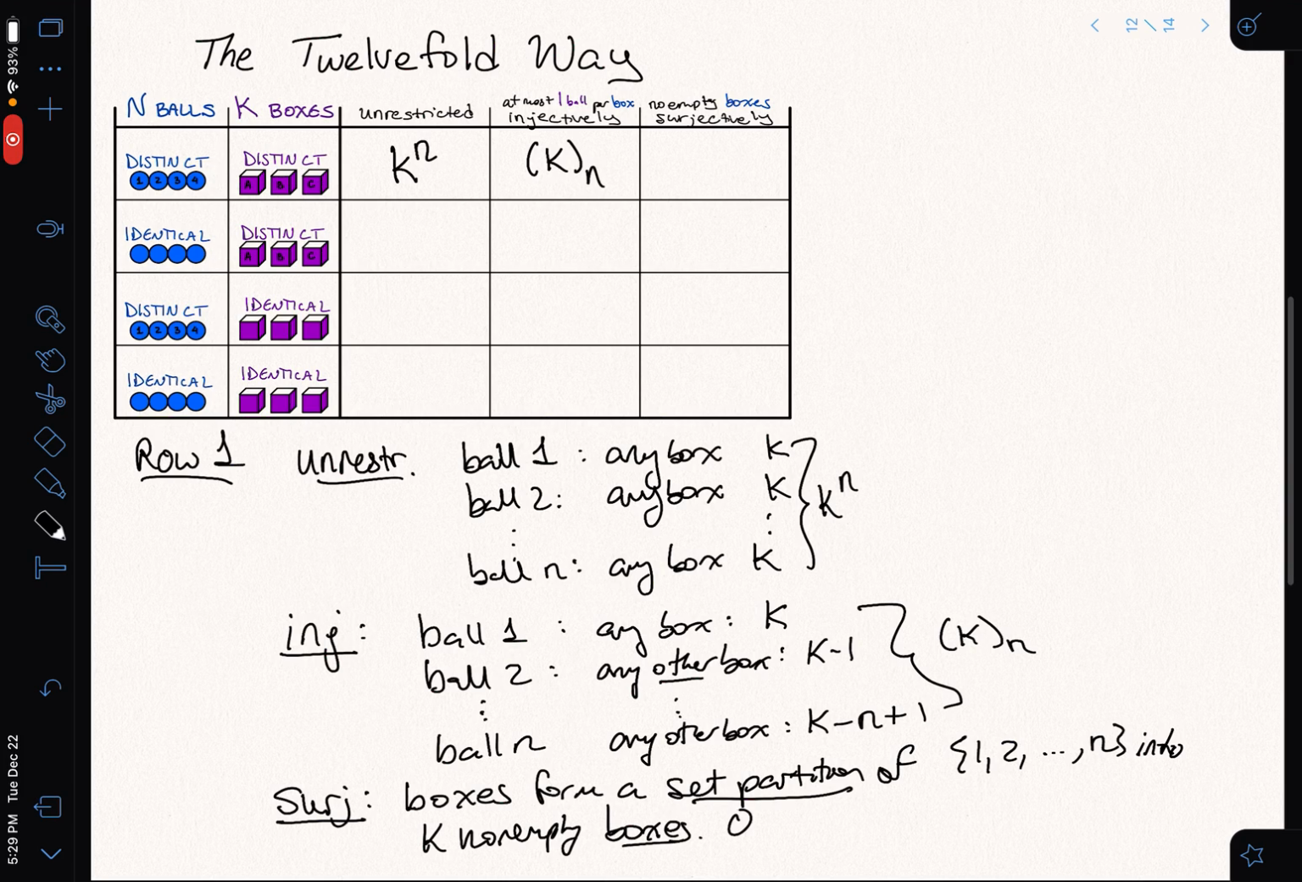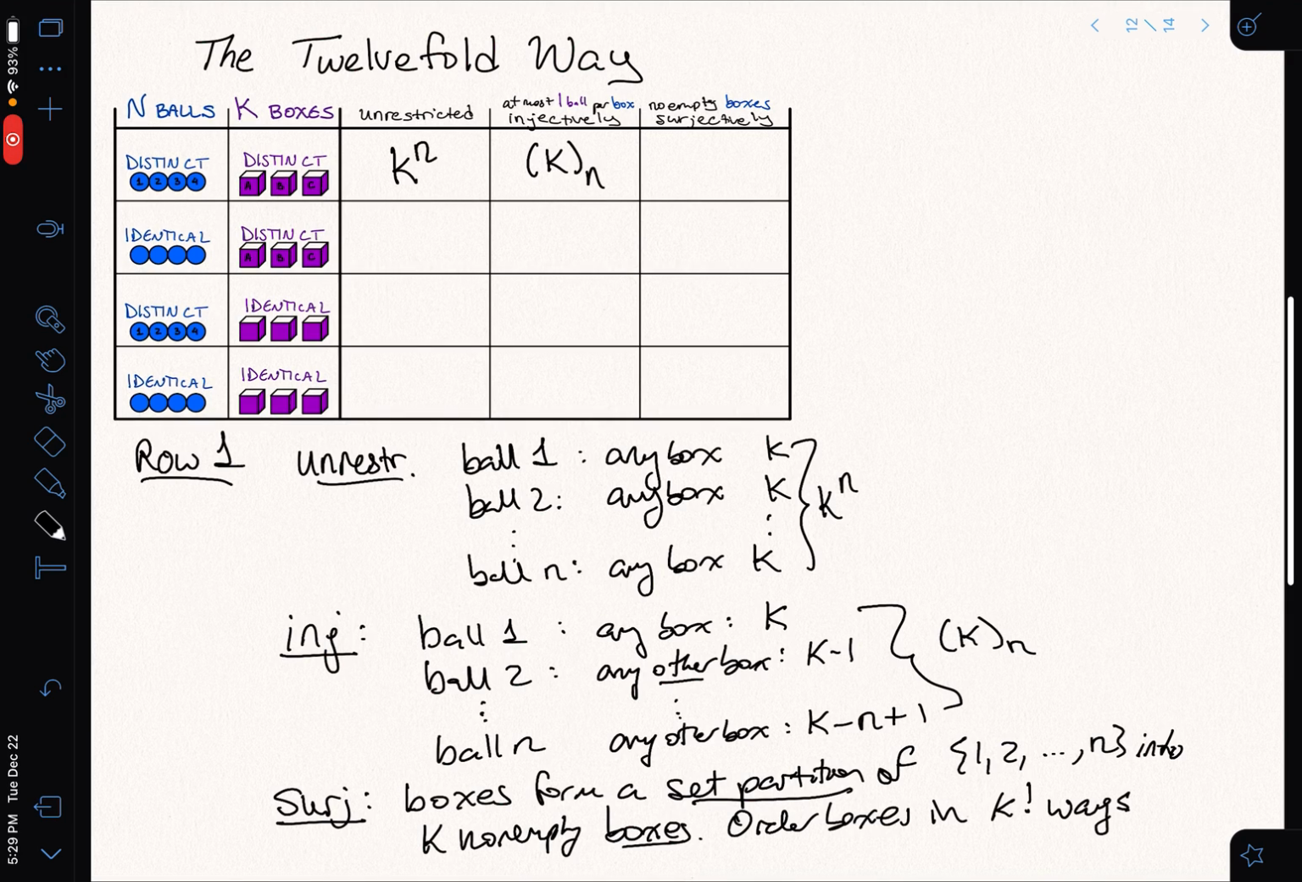But now we can order those boxes in K factorial ways, because they're K boxes. So what goes in here? Well, there are the K factorial ways to do it, and the number of set partitions is what we're calling the Stirling number of the second kind.